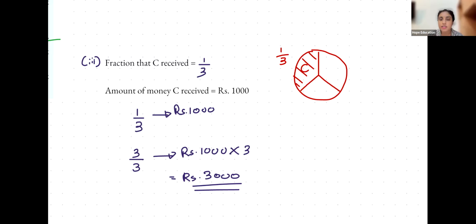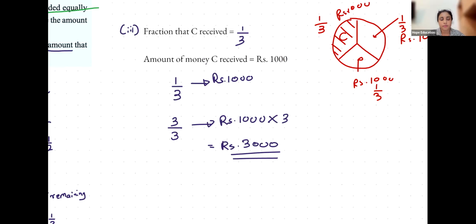If one of these parts is 1000 rupees, the other part is also, let's say, if this is 1 over 3, this is also 1 over 3, that is also 1000. Then this would also be 1 over 3, that is also 1000. Then 1000 plus 1000 plus 1000 would be 3000. That is how you understand using a diagram. But otherwise, step by step, you can write this is the total amount of money. Total amount of money is 3000.